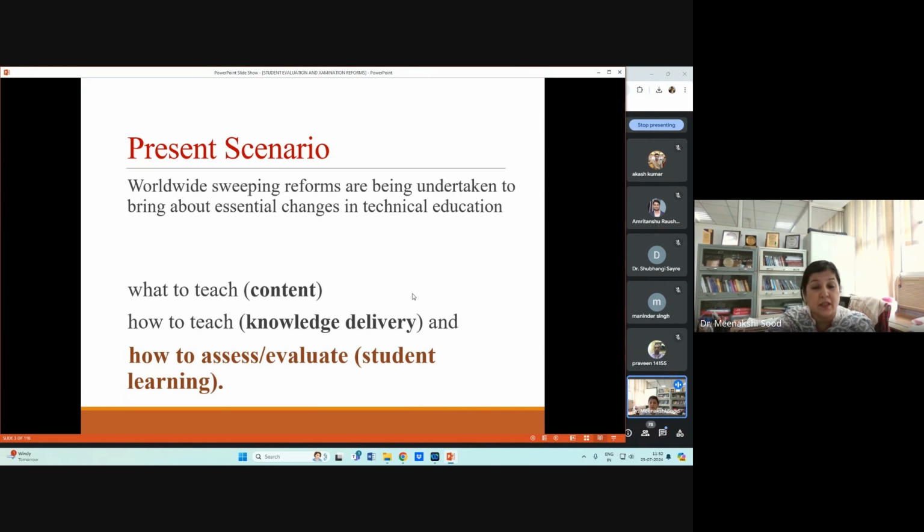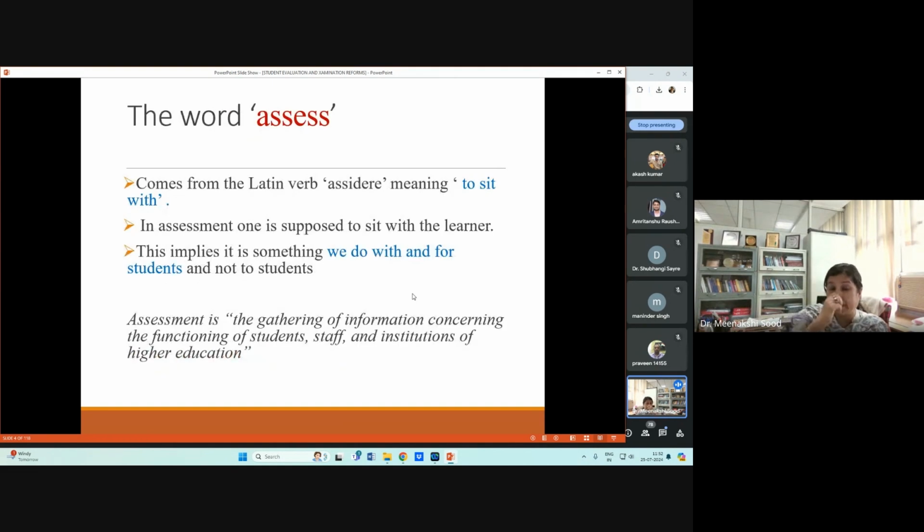Whether the learning is in the theory part, that is the knowledge part, or the skill part, what the student has learned at the end plays a very important role, right? So today my main objective is to talk about student evaluation or assessment, and then we'll talk about how examination reforms are to be taken into account to come up with good evaluation techniques.